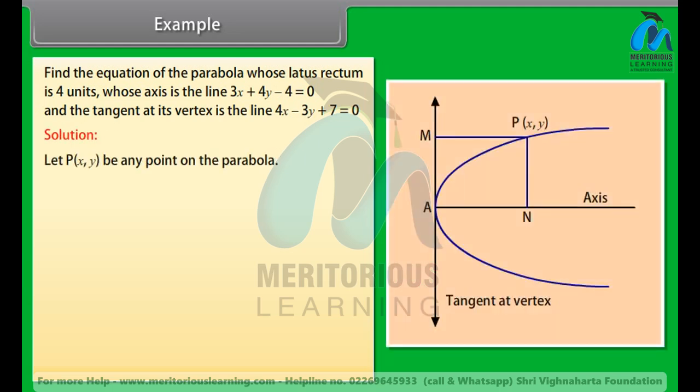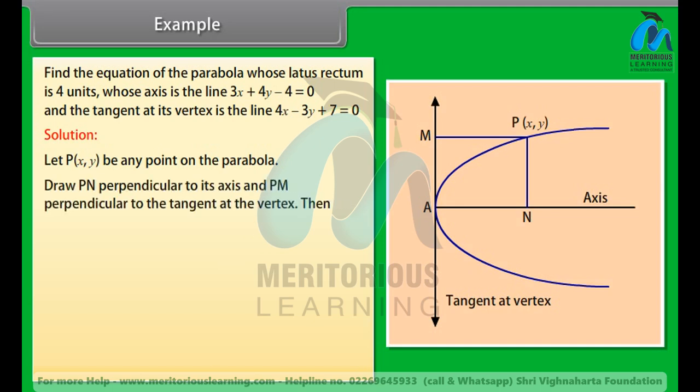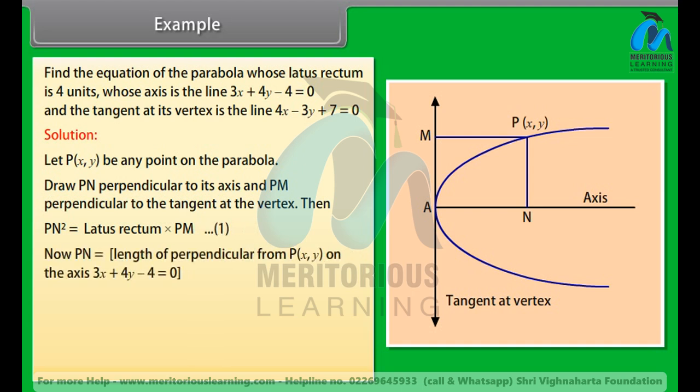Solution: let P(x, y) be any point on the parabola, draw PN perpendicular to its axis and PM perpendicular to the tangent at the vertex. Then PN square is equal to latus rectum into PM. That is equation 1. Now, PN is equal to the length of the perpendicular from P(x, y) on the axis 3x plus 4y minus 4 is equal to 0.